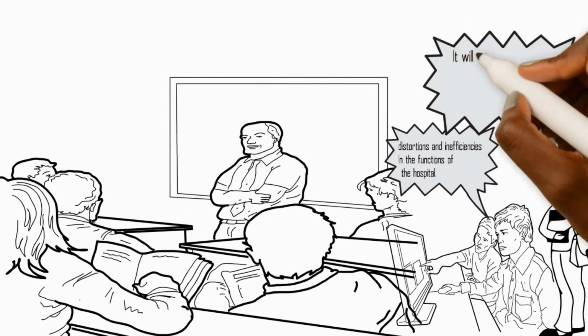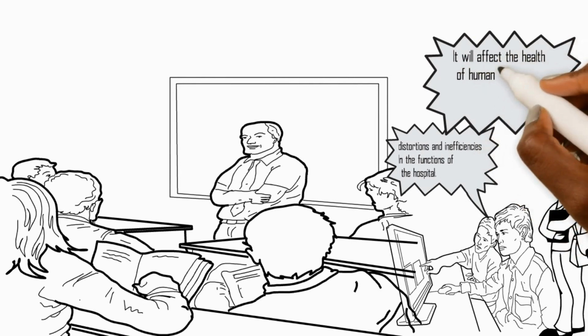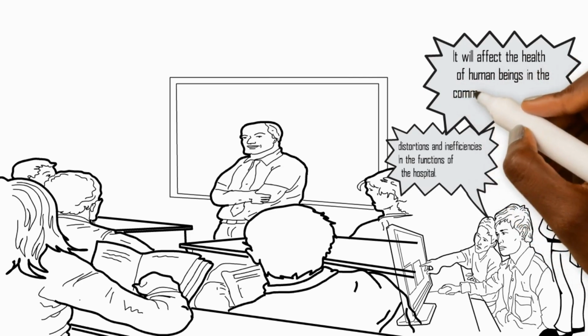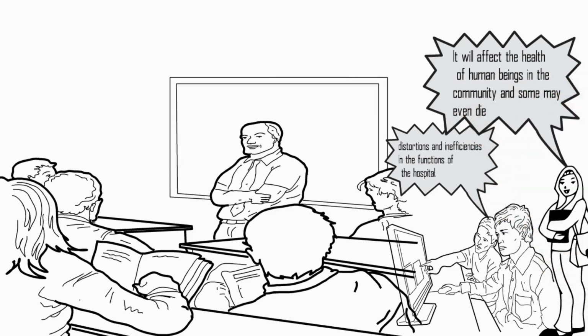The inability of the hospital to render proper healthcare services will make people sick all the time. It will affect the health of human beings in the community and some may even die. Very good, Halima. Corruption will have an economic effect on the country's human capital. The human capital will be small and a weak one. Now, Amwating, can you think of any other impact of their actions?